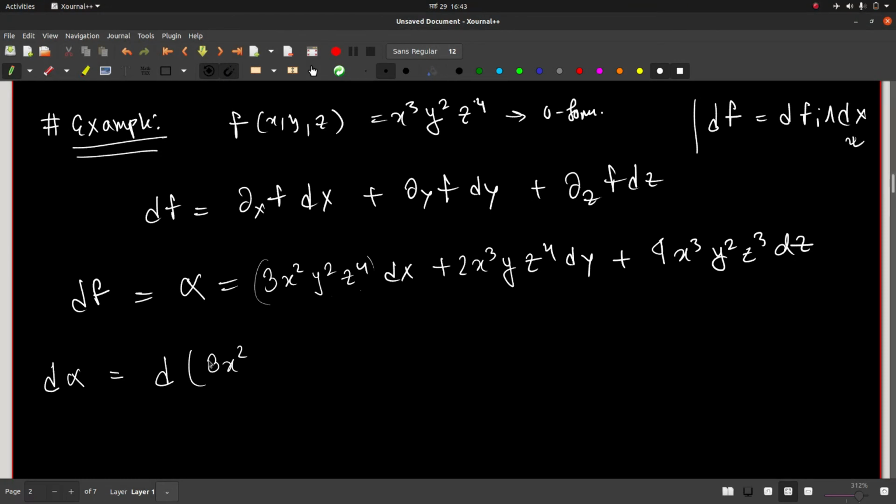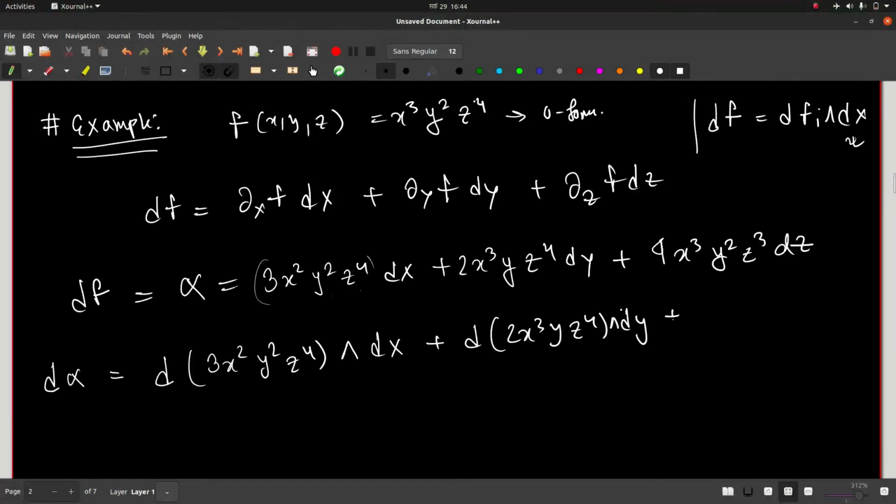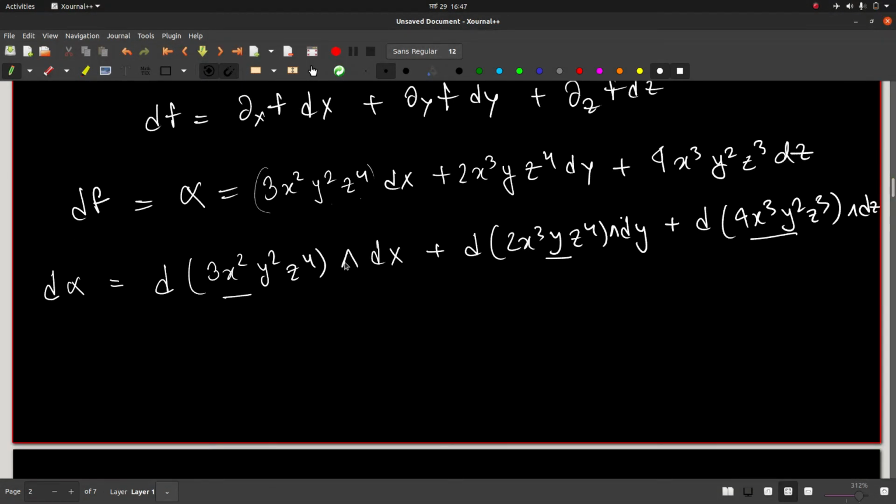So using this, we can write it as d(3x squared y squared z to the power 4), and we now put a wedge, and then similarly d(2x cubed y z to the power 4) wedge dy, and then we have d(4x cubed y squared z cubed) wedged with dz. Now we have to evaluate this part, and this part, and there are wedges everywhere. So one thing you will notice is that there is already a dx over here. So if I want to compute this part, let's denote it with this red color.